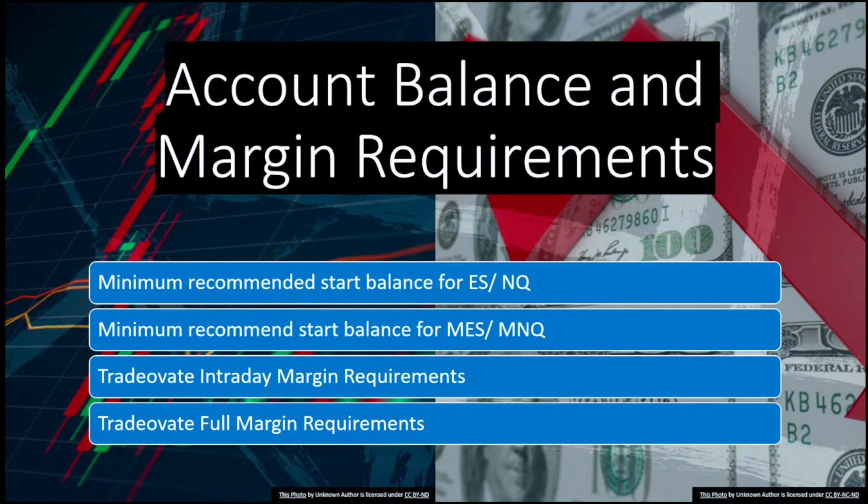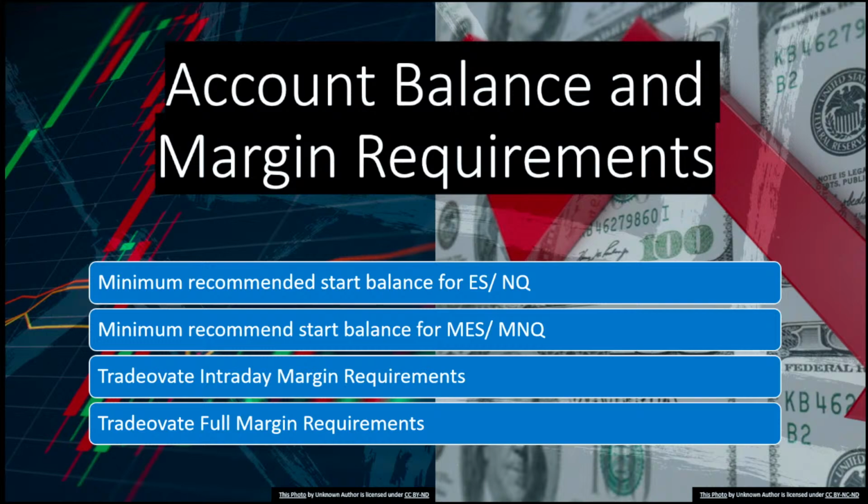Now, in general, to trade 1 MES or MNQ, I recommend at least $250, but minimally $500. So same thing here. A 10-point loss on MES is negative $50. So you take 4 of those in a row and you get liquidated.